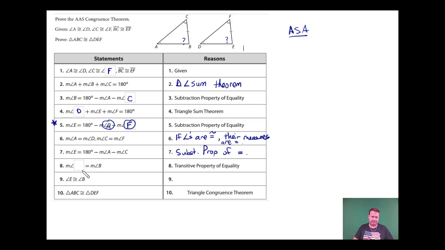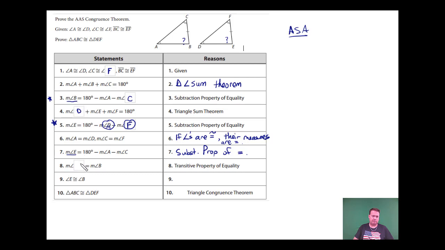I'll abbreviate it like that. And now we're going to make a determination about the measure of angle B. You see, I already said angle B was equal to 180 minus A minus C. Well, here's the same 180 minus A minus C, but now it's also the measure of angle E.